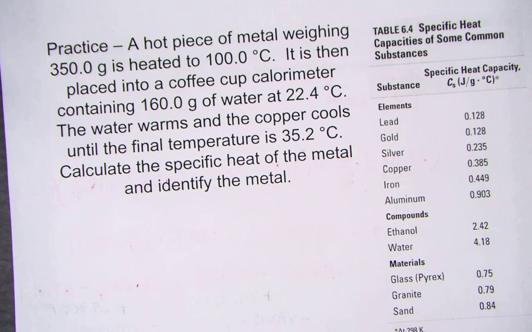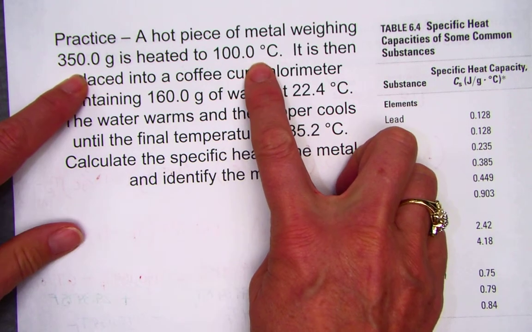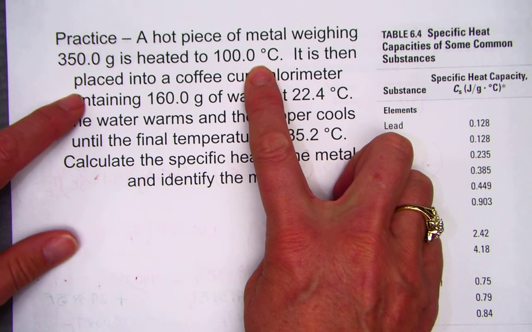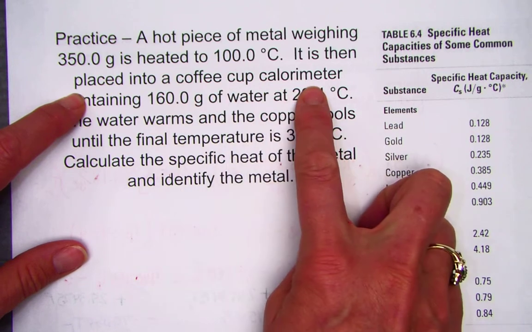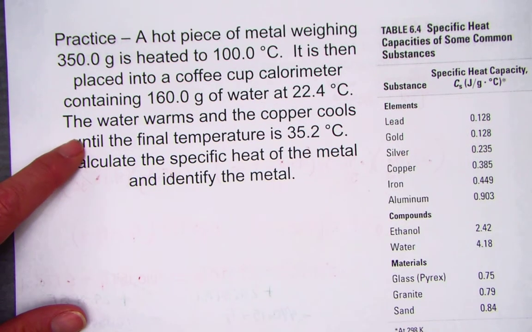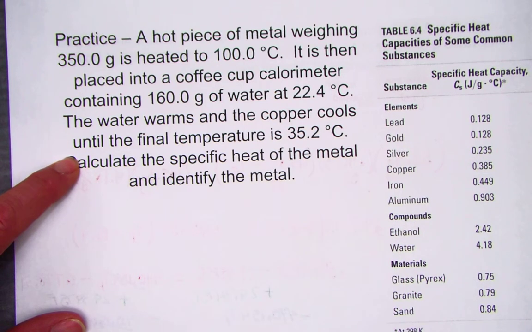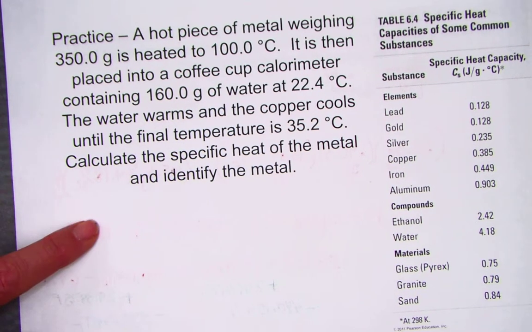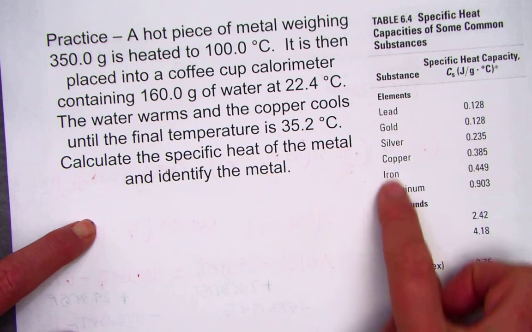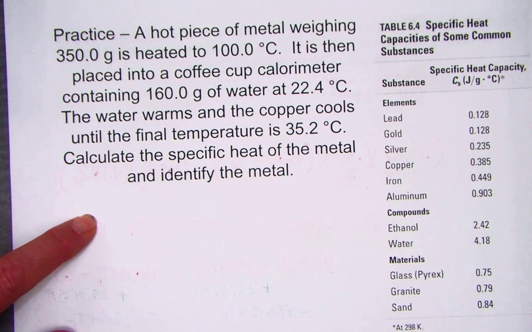We're then challenged in another practice where we have a hot piece of metal weighing 350 grams and we heat it up to 100 degrees Celsius. It's then placed in a coffee cup calorimeter containing 160 grams of water at 22.4 degrees Celsius. The water warms and the copper cools until the final temperature is 35.2. We'll calculate the specific heat of the metal and identify it from the list provided to the right.